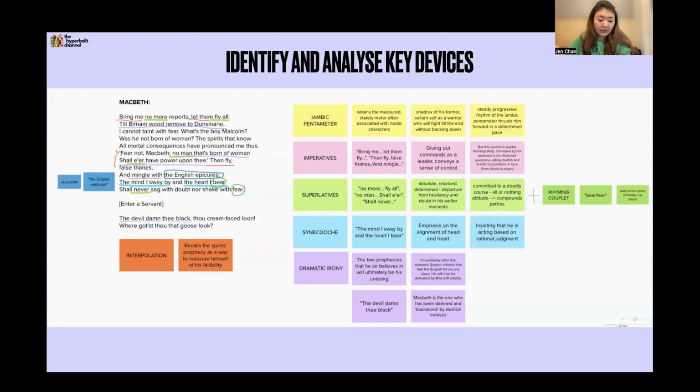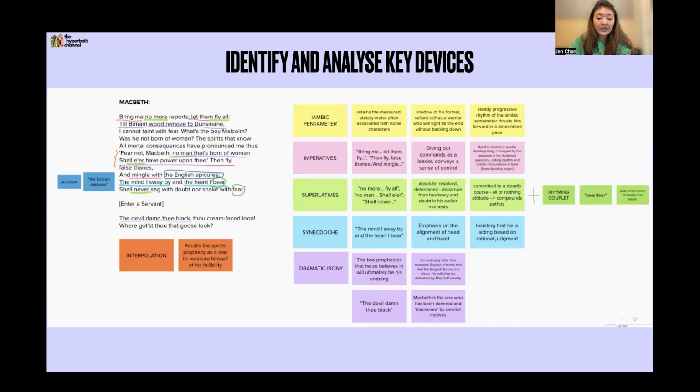And so once we gain an overall understanding of how Macbeth fits with the tragic hero mold, then it's time for us to dig into those language, structural, and dramatic devices and really analyze how they help contribute to Macbeth's characterization as a tragic hero. And so here I've done my annotation. This is just a sample for you guys to reference. I would highly encourage you guys to do your own annotation.